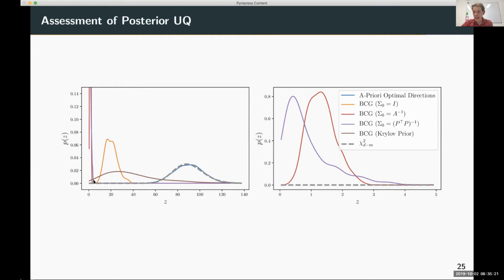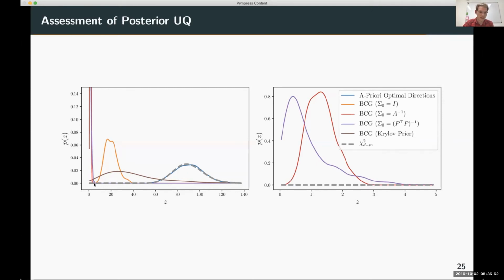So what we see here is that the only posterior distribution from which the test statistic matches its theoretical distribution is the a priori optimal directions, which are essentially random. And in all the other cases, we find that what we have is a conservative posterior distribution. That conservativeness is shown by this left shift towards the origin. And that conservativeness seems to be exacerbated by having a more informative prior covariance.